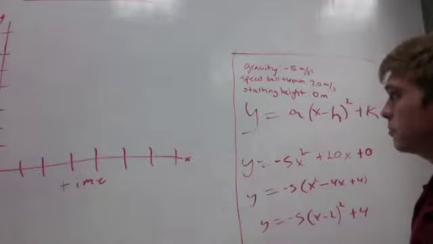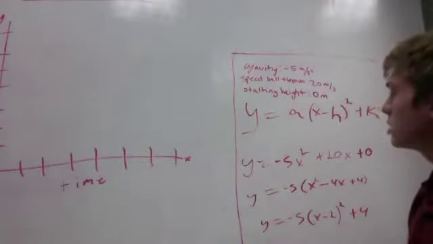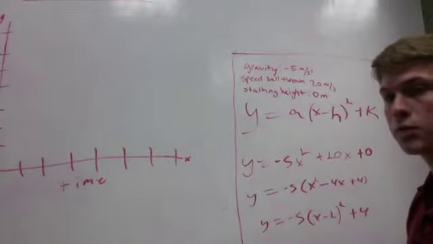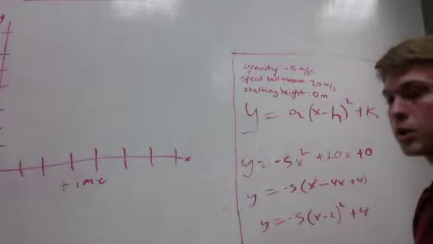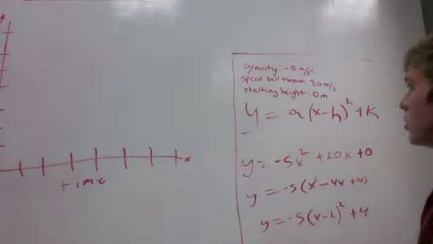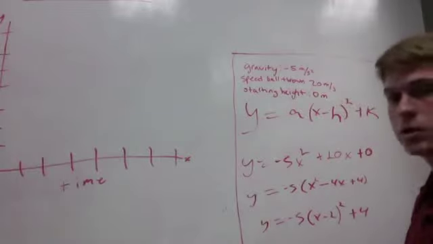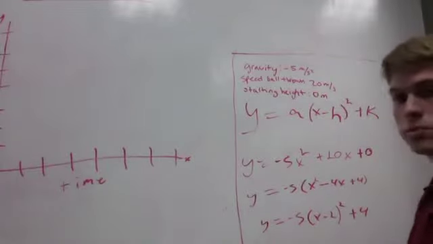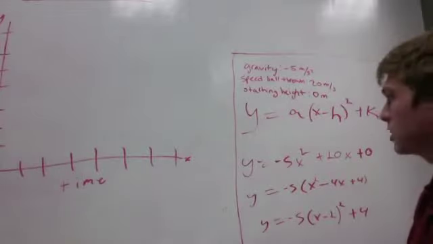Hi, so we have an example here on how to use the vertex form in the quadratic equation. In this case, we're going to be throwing a ball and seeing how high it gets and at what time it'll get its highest height. So in real life, the gravity is negative 5 meters per second squared. We're throwing this ball at 20 meters per second, and our starting height is 0 meters.